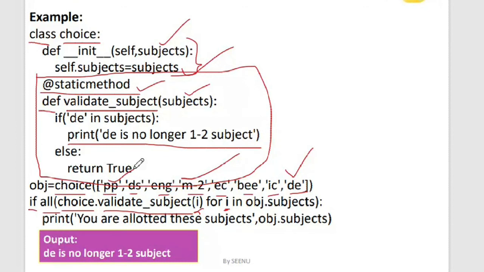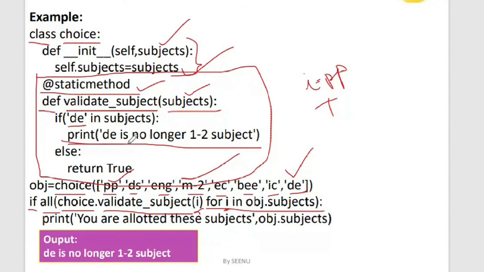Basically, we are iterating a loop over here, right? For i in obj.subjects. What will i be initially? It will be the first one in the list. So i will be PP. So PP is now passed into this method. Now we are checking whether it is there in the subjects or not. So for everything it will return True, except if DE is in subjects, then it will return this one.